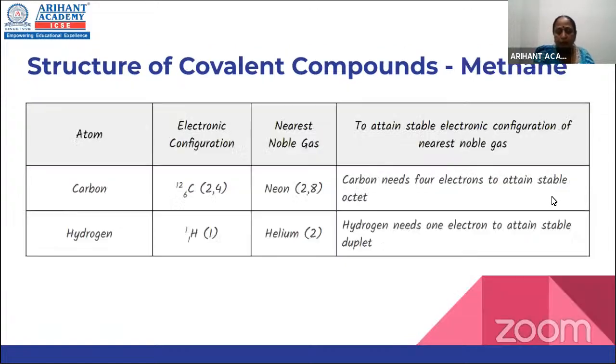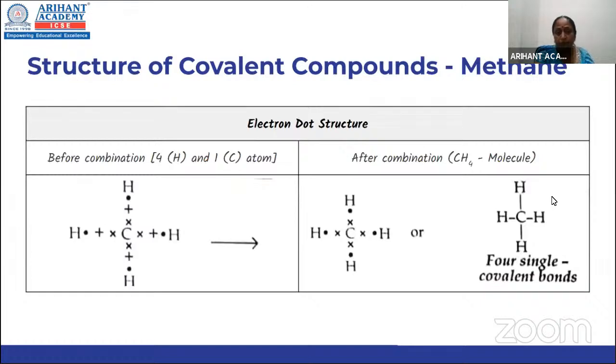CCl4. Something similar, that is for the covalent compound of methane. CH4, carbon has 4 electrons in the outermost shell. H has 1 electron which is going to come in from 4 sides, and again there's a plus sign in between, and this is before combination. After combination, the X and the dot form 4 single covalent bonds again.